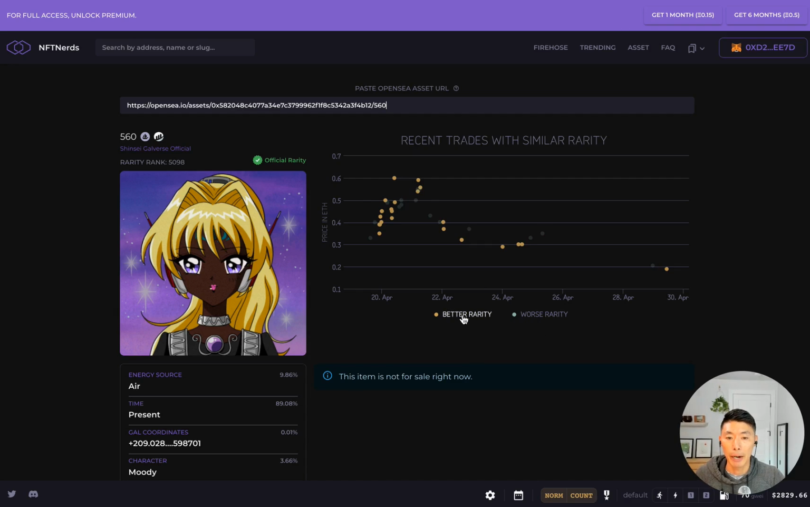So better rarity is going to be in orange, worse rarity is going to be in green, and over time. So not a lot of activity recently, but around April 20th, April 22nd, and I do remember seeing that the floor price had increased a fair amount. I probably could have gotten rid of this to get some liquidity for future projects. So that's just an interesting feature from NFT Nerd, and it's under this asset tab here.